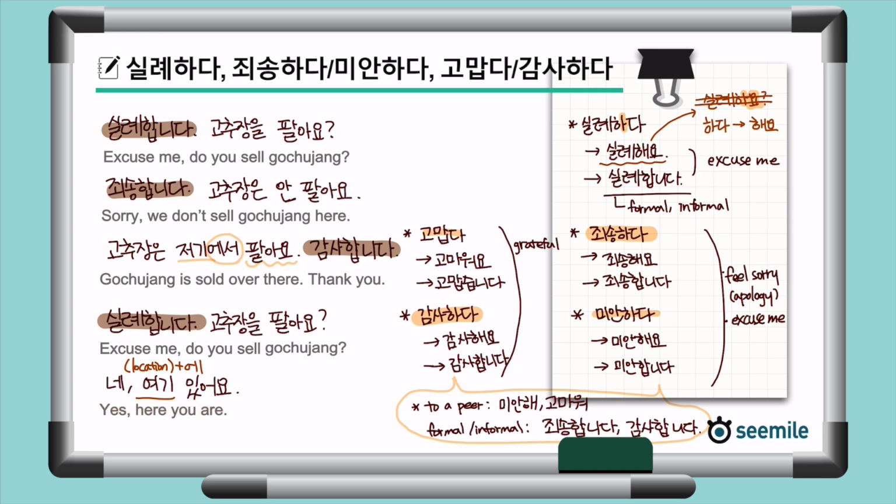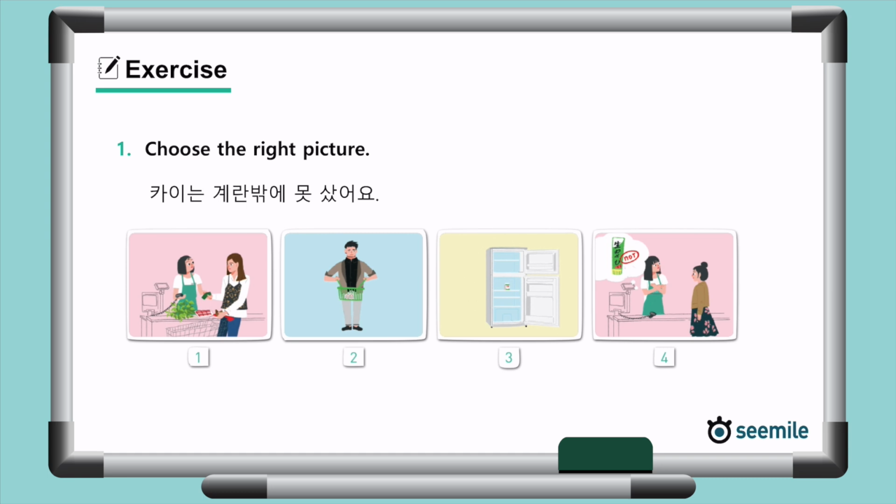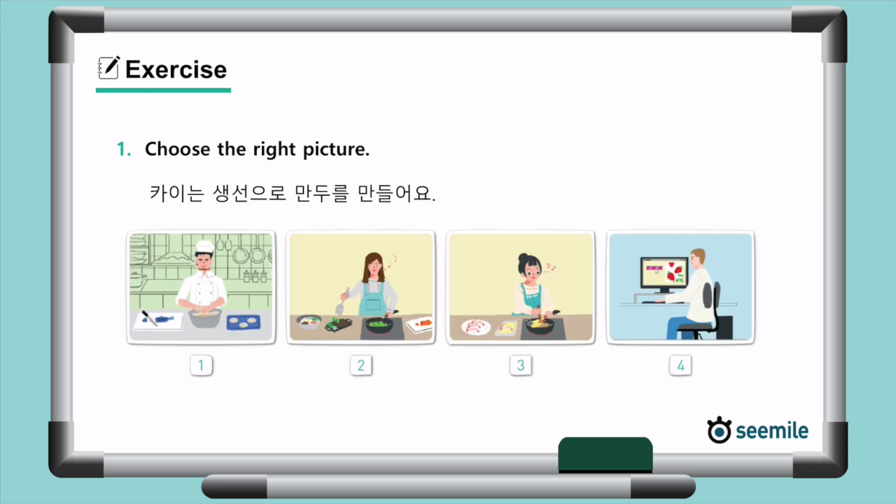Good job! Now, by solving the questions on page 105, let's review what we've learned today. Number 1. Choose the right picture. 카이는 계란밖에 못 샀어요. 밖에, except for that, so it means that Kai couldn't buy anything except for eggs. So, picture number 2 best describes the sentence.